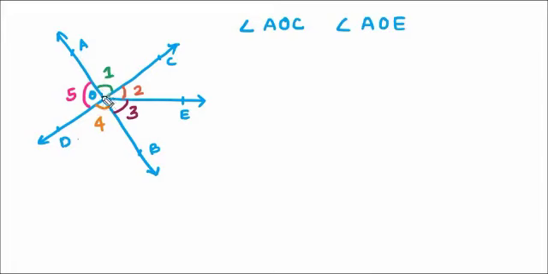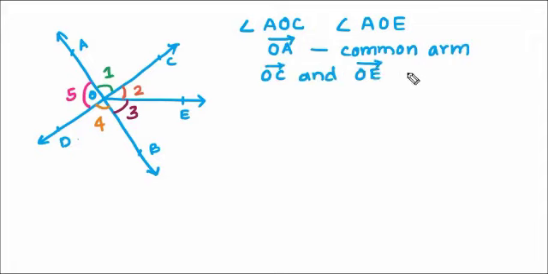So angle AOC and angle AOE. In this we see OA is a common arm and OC and OE are non-common arms. Now OC and OE lie on the same side of OA. Both are on the right hand side of OA.